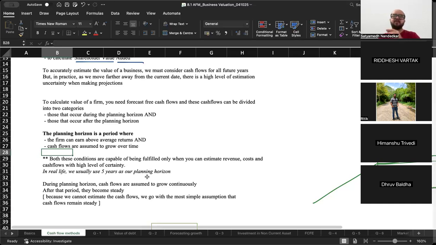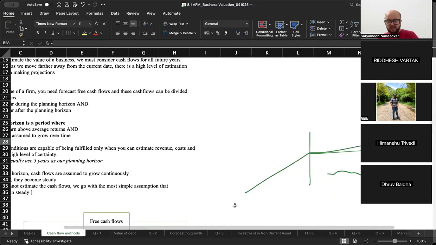Now, the thing is that in the first 5 years, the business expects to grow at a rapid rate. But after year 5, usually what happens is the growth rate kind of steadies. First 5 years it will go up rapidly. Then after year 5 it will become steady. It will be a very minuscule rate, or it might even decline.